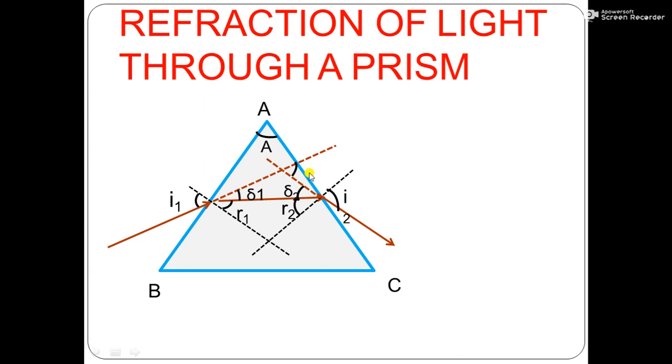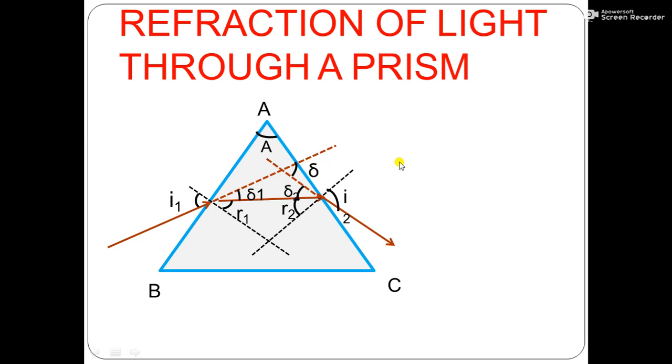That means this much angle the light ray deviated while passing through the prism. That is the angle of deviation. And angle of deviation means the angle between the incident ray produced forward and the emergent ray produced backward. That is angle of deviation delta.